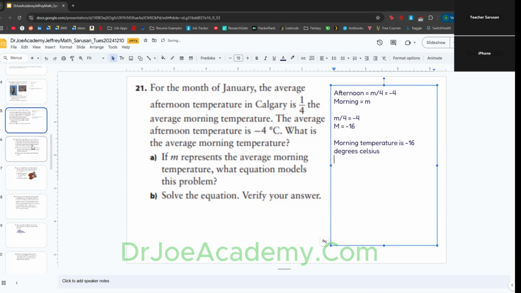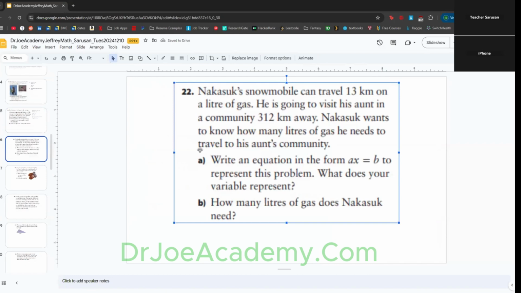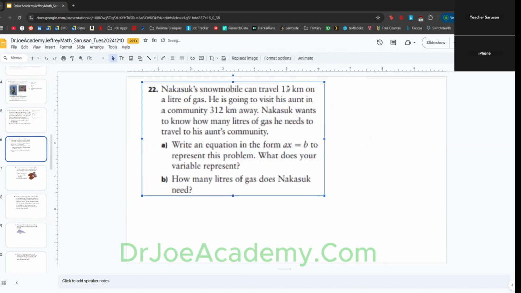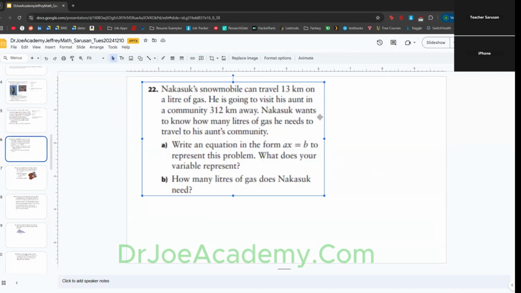All right, let's check out the next question here. Nakasuk's snowmobile can travel 13 kilometers on a liter of gas. He's going to visit his aunt in a community that is 312 kilometers away. Nakasuk wants to know how many liters of gas he needs to travel to his aunt's community. Write an equation in the form of AX equals B to represent this problem.